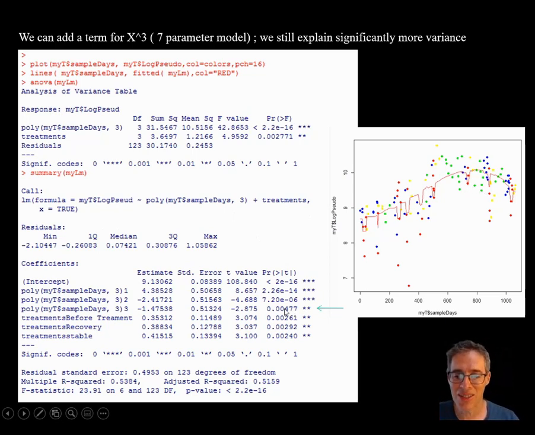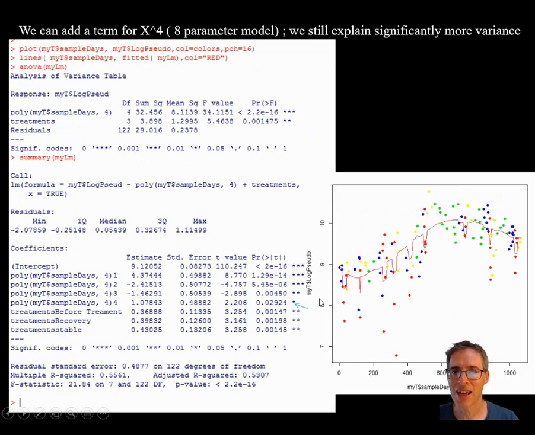Right? And then we can use the same ANOVA approach to say, well, is this still a significant difference? And it is. So this 7th parameter made a difference relative to the 6-parameter model. So making this a cubic spline instead of making a parabola led to a better fit. And we can keep going. We can now make it a 4th-order polynomial to get a better fit to the data.